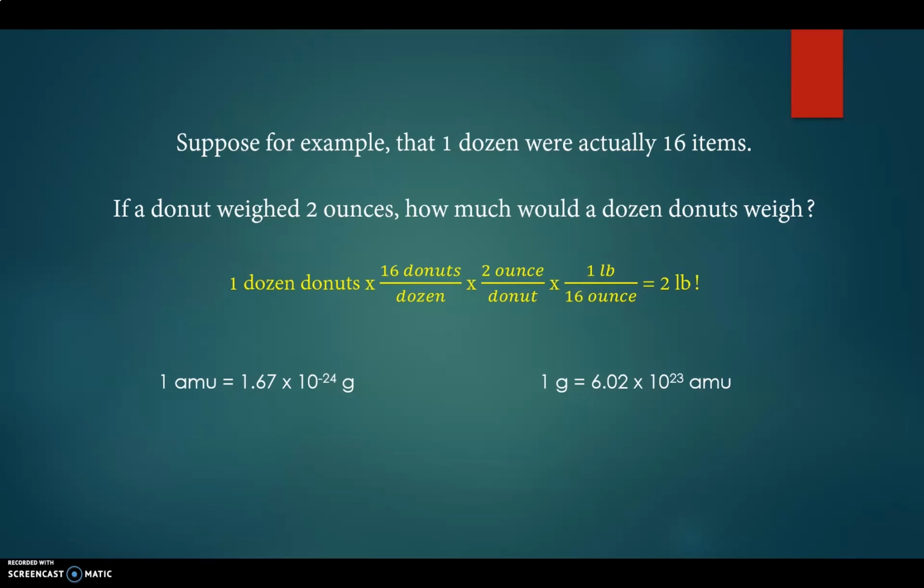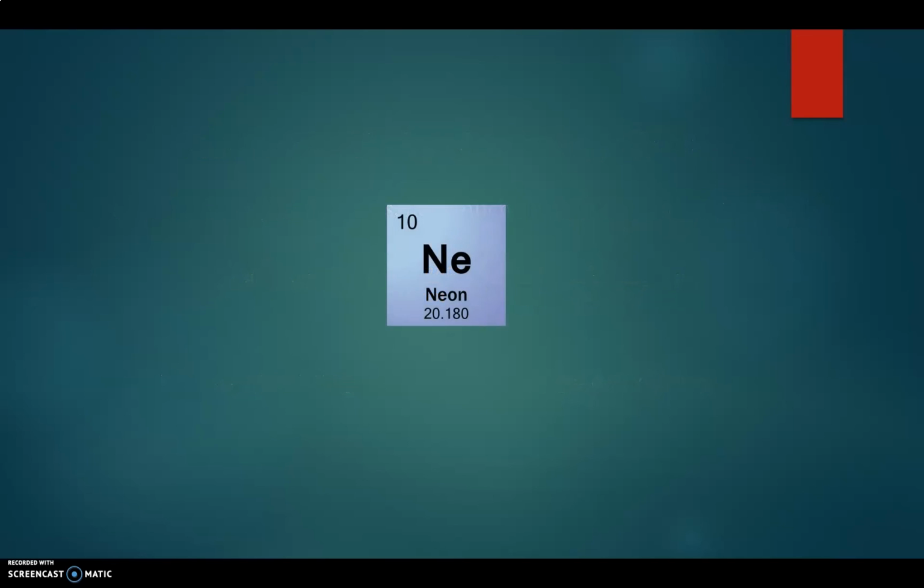So if the number of objects in a mole and the number of AMUs in a gram are the same, it's like our example here, where the number of objects in a dozen and the number of ounces in a pound were the same. That's why it remained 2 in each case, and that's why it worked out so nicely with AMUs and grams. It was designed that way. It wasn't a coincidence.